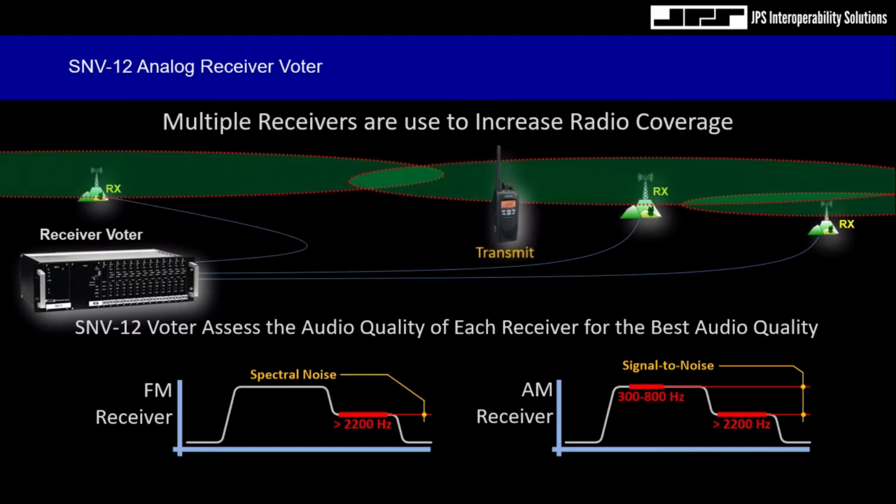Incidentally, the SNV12 voter can measure quality based upon the signal to noise ratio, but this is primarily used for AM communications, and particularly that would be air traffic control. But for FM, the SNV12 assesses FM spectral noise above 2.2 kilohertz. And remember, this is going to be important later on when we talk about IP backhaul.